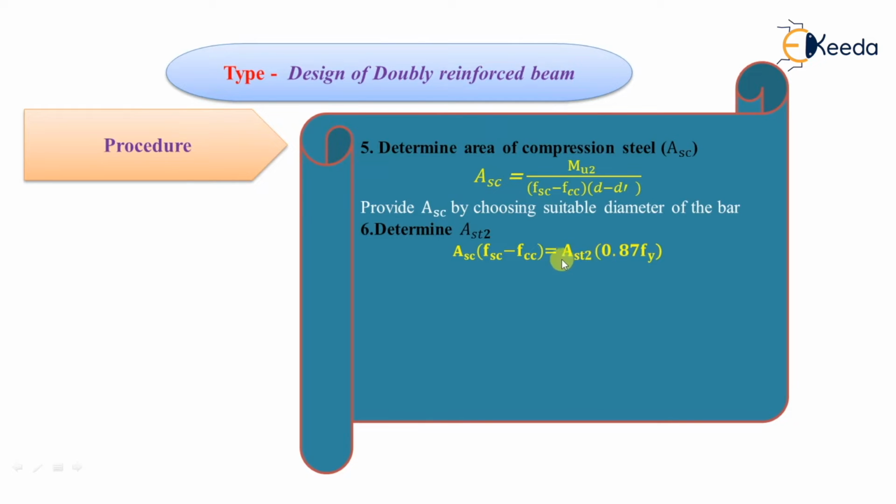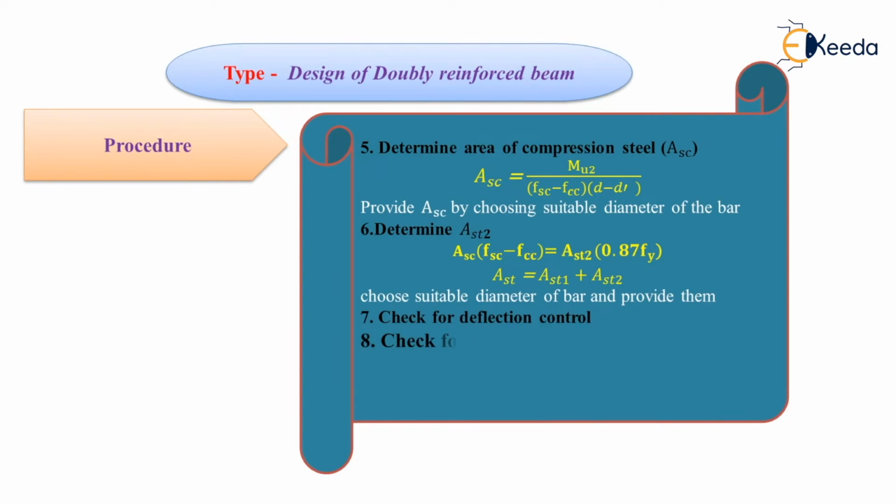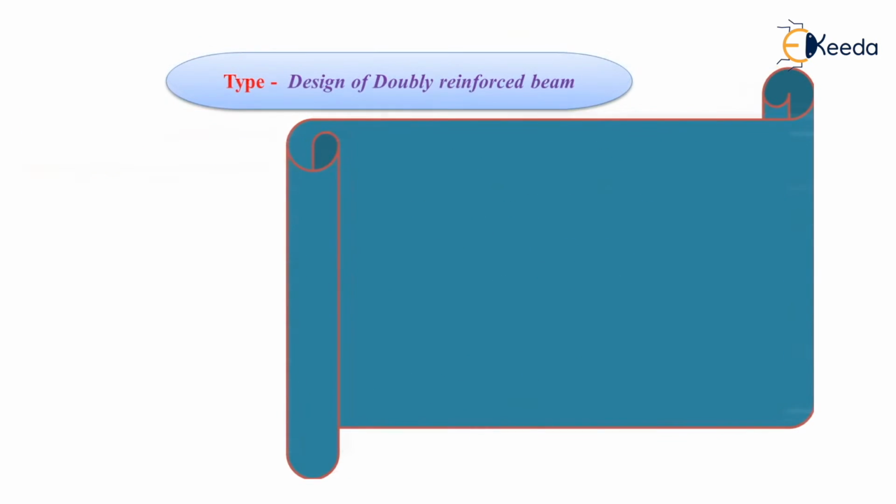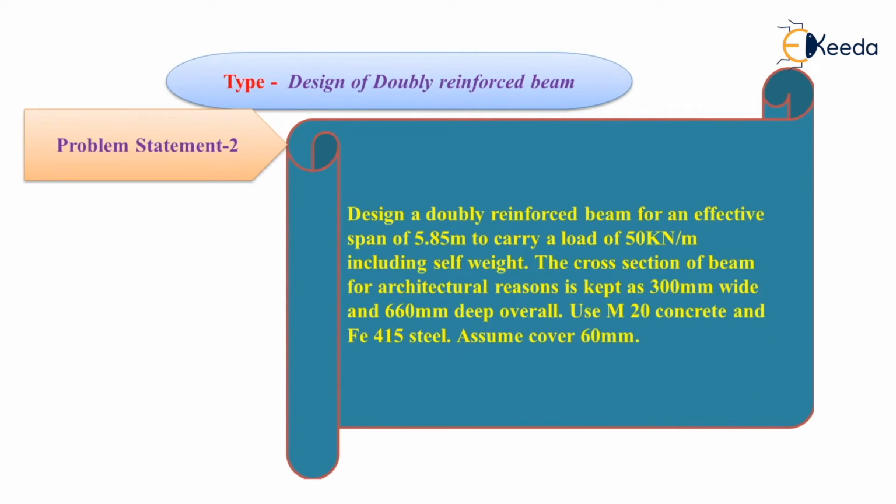We got the value of Ast1, and we got the value of Ast2 here. Therefore, the total area of steel in tension is equal to Ast1 plus Ast2. After that we will consider a suitable diameter and calculate the number of bars. In exam, if it is asked to check the section also, then we will check for deflection, check for shear, and check for development length. Now we will take one problem and solve it by this method.